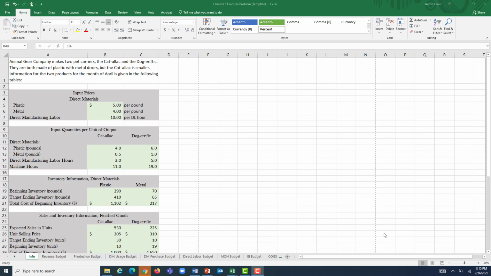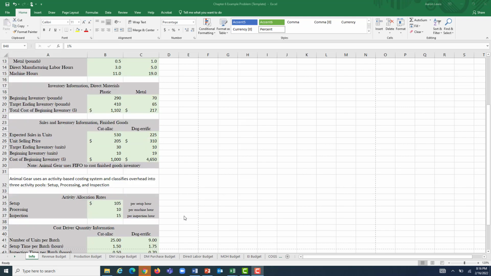We would have information already, but we could consult our accounting staff about what level of inventory we have on hand, what value we're carrying it for, what amount of raw materials we have on hand, what we're carrying that for. We could do this for both our direct materials and for our finished goods. We need to do a little allocation in here. We got to get those overhead costs into these two different products, and we can choose to use, like Animal Gear does here, an ABC system. So they're going to have three different pools: setup, processing, and inspection.